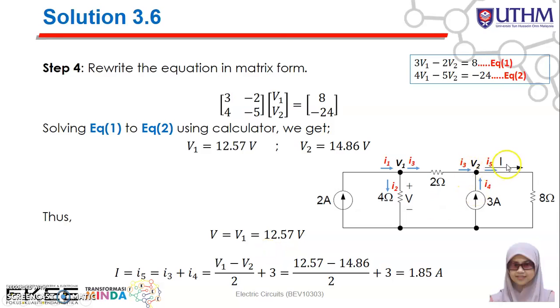And I will be equal to I5. Okay, I5 will be equal to I3 plus I4. And then I3 will be equal to V1 minus V2 divided by 2, plus I4 is 3. Then I can just substitute the values of V1 and V2 accordingly. Finally, I got I equal to 1.85 ampere.